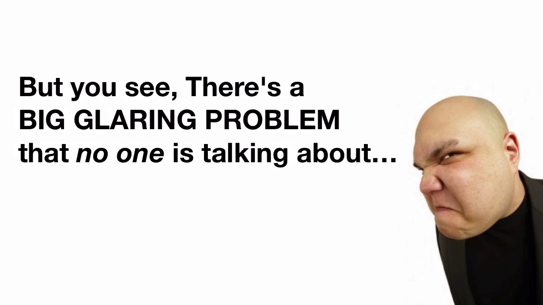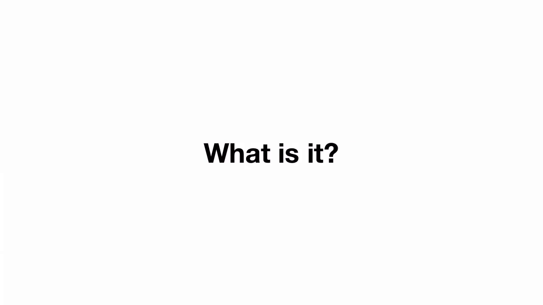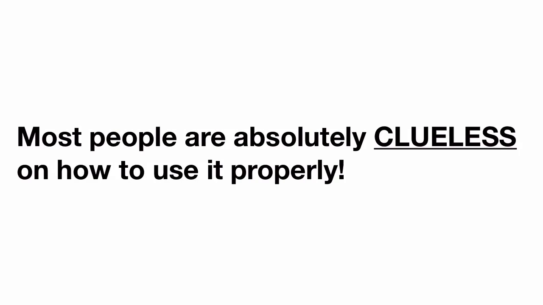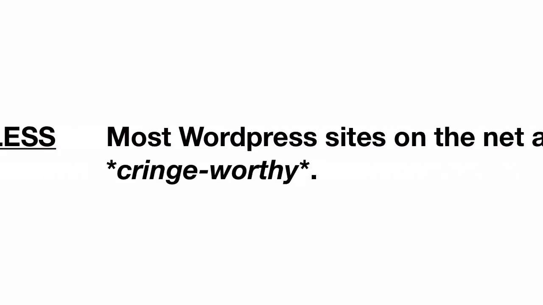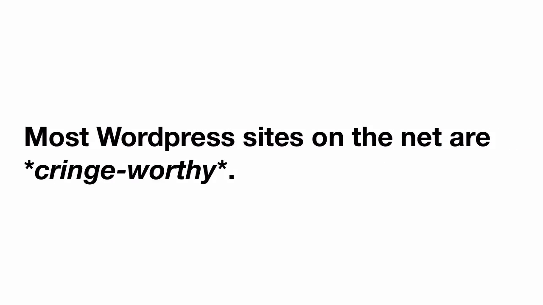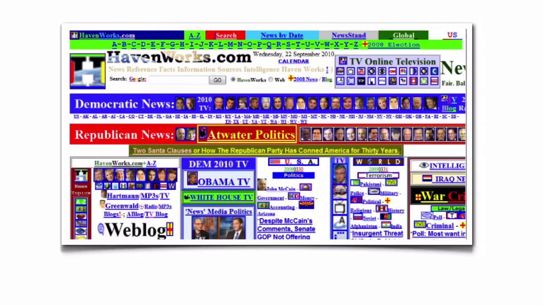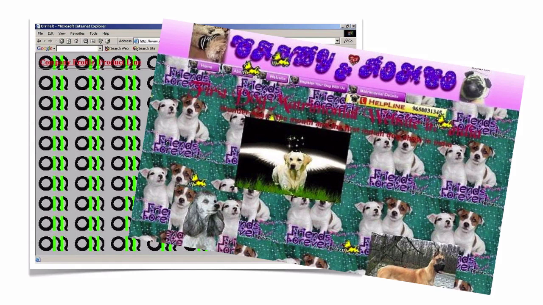But you see, there's a big glaring problem that no one is talking about. Now, what is it? What's that big glaring problem? Well, most people are absolutely clueless on how to use it properly. Most WordPress sites on the net are cringeworthy, right? They look like this. Let me show you. There's a WordPress site I pulled up right there. Or feast your eyes on this one. That's pretty rough, right? Exactly. It's awful, right? I know.